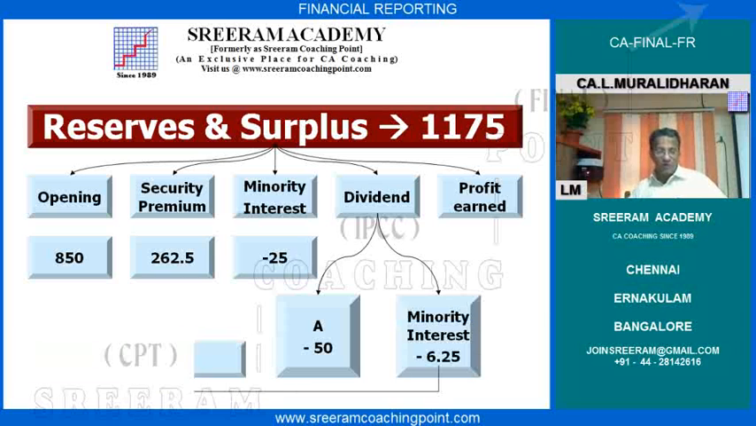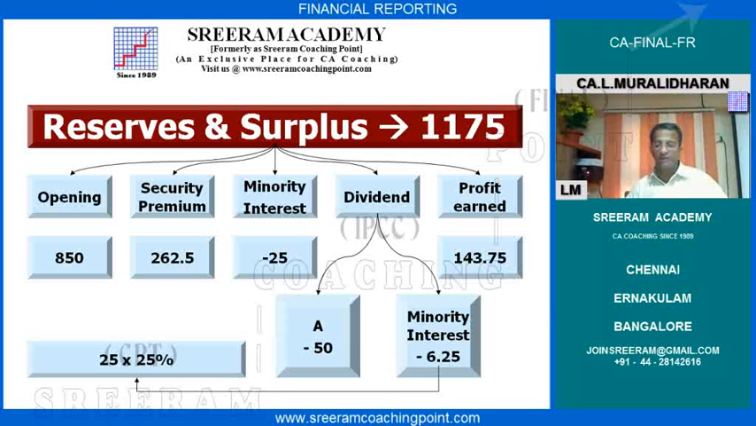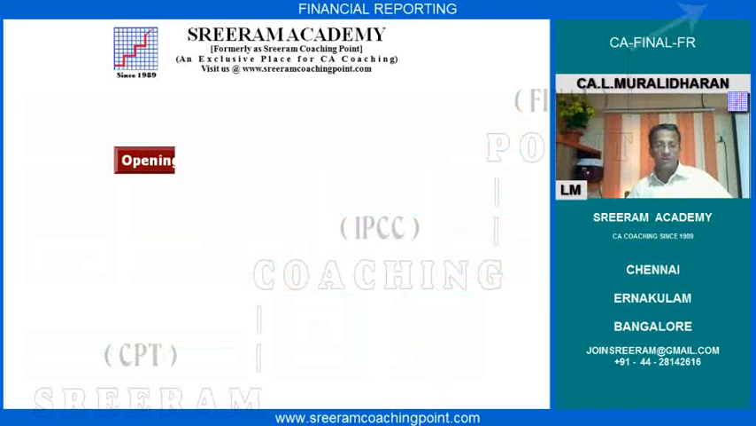How this 6.25 is arrived at: 25 is the interim dividend paid by the subsidiary, and the minority interest portion is 25%. Profit earned is only the balancing figure. How do you arrive at the balancing figure 143.75? You may use a calculator. On 1175, please deduct opening balance, deduct security premium, add back minority interest, add back 50, add back 6.25. If all these items are adjusted that way, the amount of profit earned by the group as a whole would be 143.75.